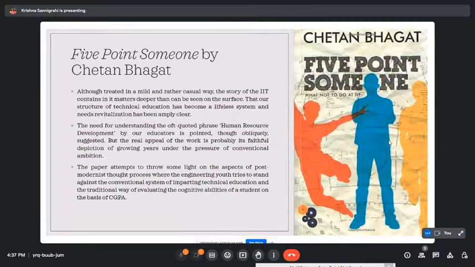Although treated in a mild and rather casual way, the story of the IIT contains in it matters deeper than can be seen on the surface. That our structure of technical education has become a lifeless system and needs revitalization has been amply clear. The need for understanding the oft quoted phrase human resource development by our educators is pointed out, though obliquely suggested. But the real appeal of the work is probably its faithful depiction of growing years under the pressure of conventional ambition.